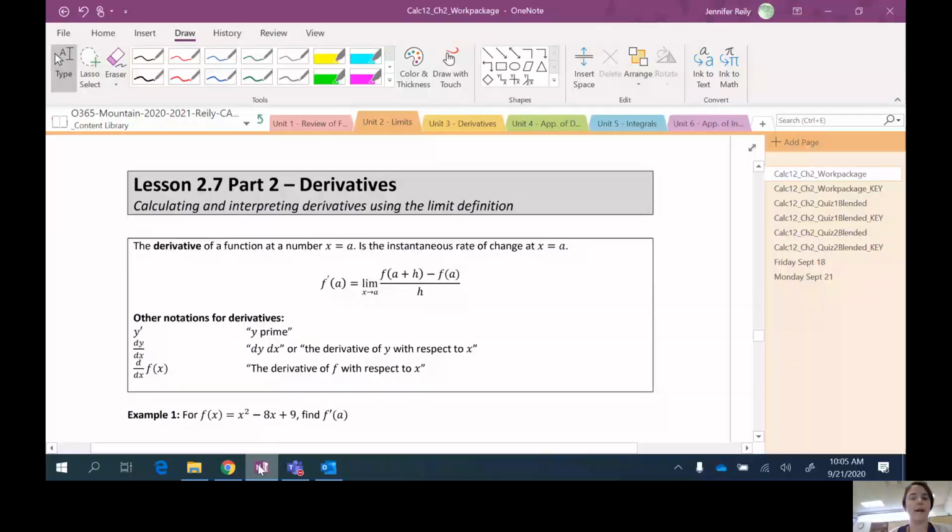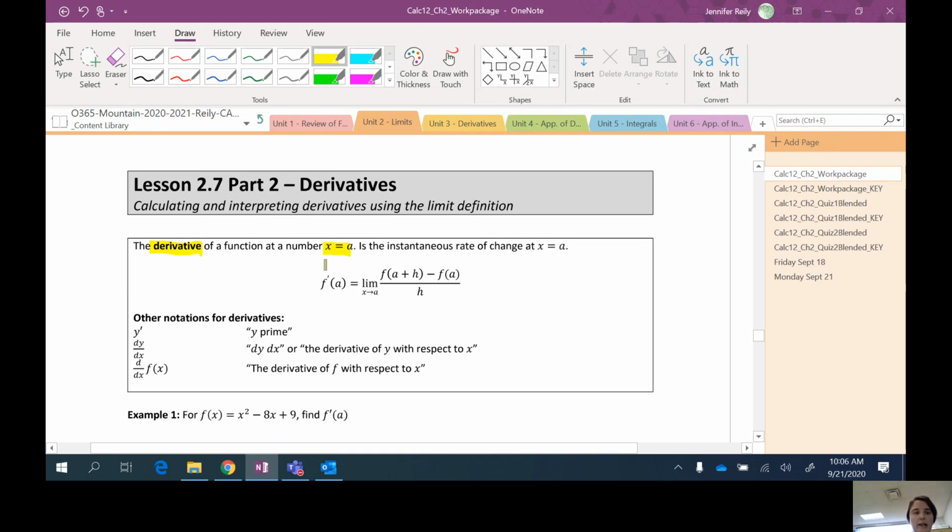Everyone, this is a video to go over lesson 2.7 part 2 where we're looking at derivatives for the first time. So last day we talked about the slope of a tangent line at a specific point x equals a. Today we're actually just going to give that a name, and so the derivative of a function is actually the slope of the tangent line at x equals a. Okay, so we're just giving it a new name today and doing a few more examples.